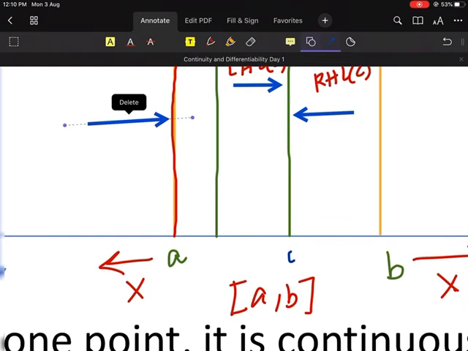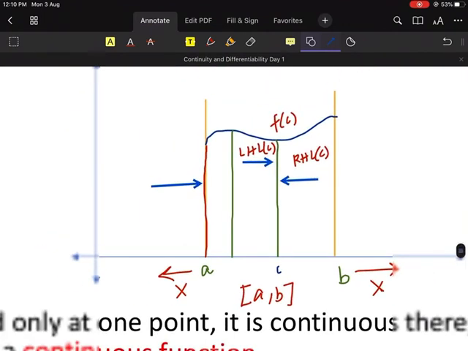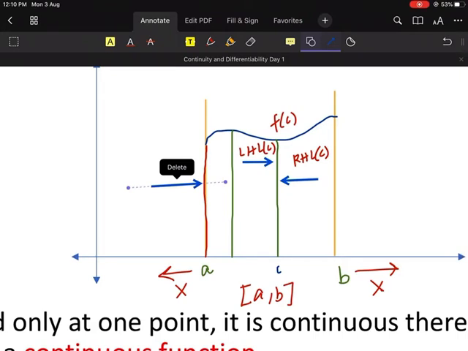Look here, there will be no left hand limit at the point A. Why? Because at A it's closed. The gate is closed at A. To find the left hand limit, I need to take a value less than A, right? But I cannot find less than A, because at the point A it's closed. So we can never find the left hand limit.